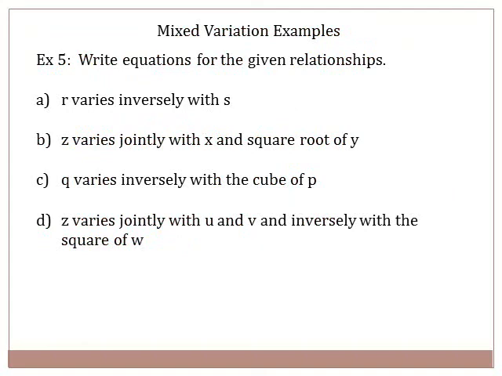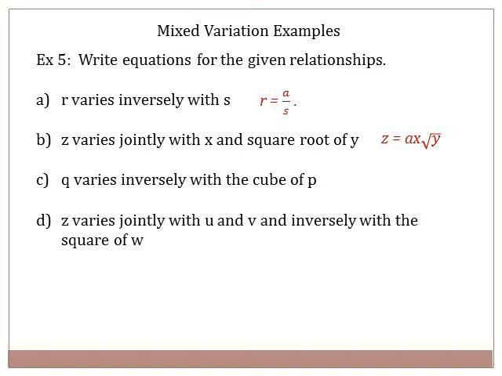Now some mixed variation examples. This is just going to give you some practice on writing these equations quickly. Inversely: as r gets bigger, s is smaller. That's going to be a division. R is equal to a over s. Z varies jointly with x and the square root of y. As these get bigger, z is going to get bigger. So z is equal to a times x times square root of y.